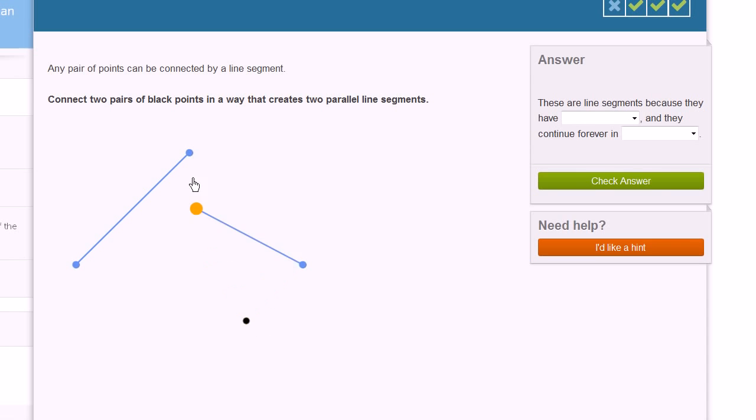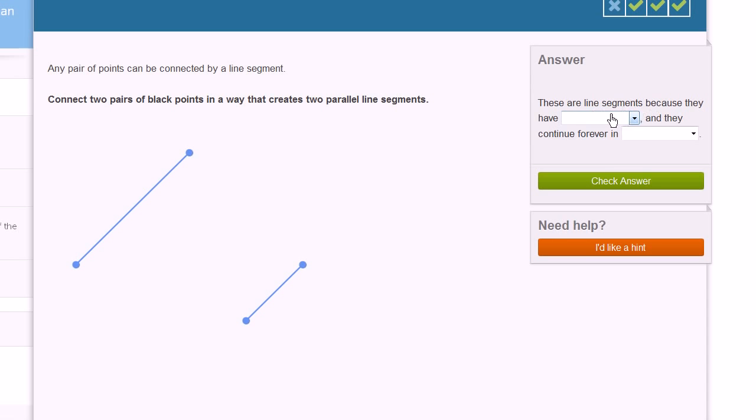If we did it another way, if we had connected that point to that point, that point to that point, and this point to this point, then it wouldn't look so parallel. These clearly, if they were to keep going, would intersect at some point. So let me set it back up the way I did it the first time. Let me make these two points parallel.